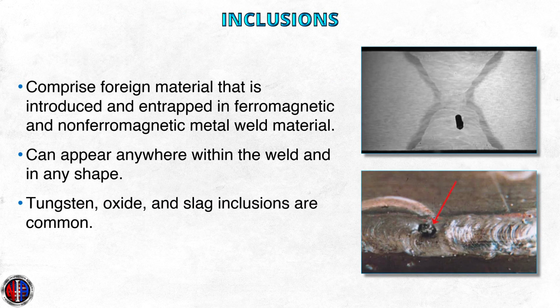Inclusions. Inclusions comprise foreign material that is introduced and entrapped in ferromagnetic and non-ferromagnetic metal weld material. Inclusions can appear anywhere within the weld, meaning both surface and subsurface, and in any shape. Tungsten, oxide, and slag inclusions are common in the welds of inexperienced welders.